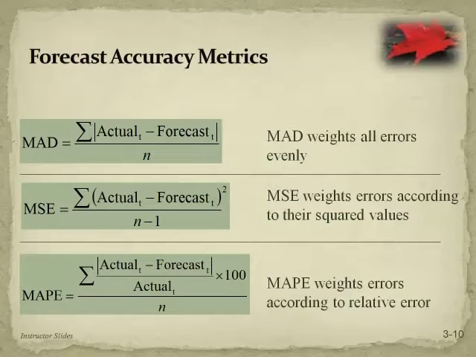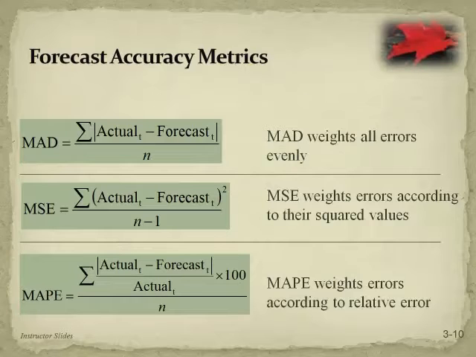Now, the other one that I like in your textbook is the one at the bottom, MAPE. That stands for mean absolute percent deviation. Once again, we have the word mean, which means that I'm going to be averaging something. I'm going to be averaging the absolute value of the deviation, or the error, expressed as a percentage.